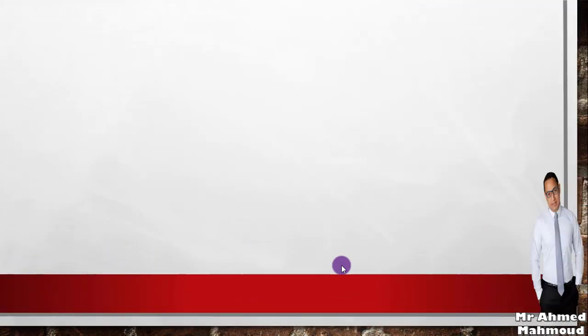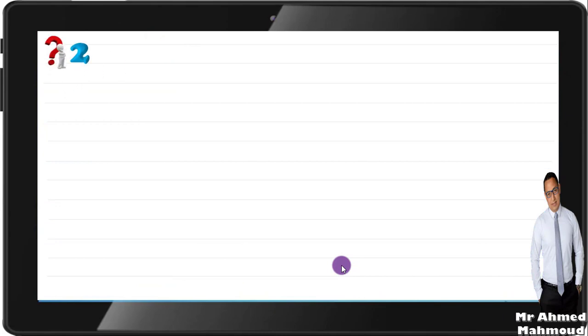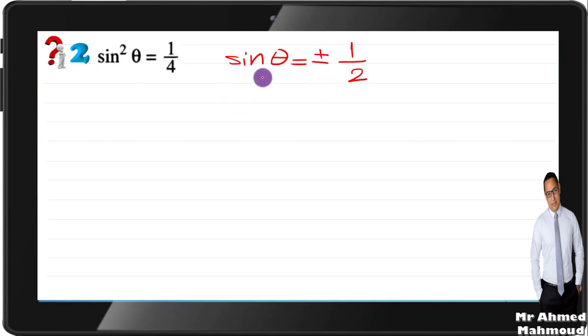Number 2. Now, sine squared theta equals 1 over 4. So I will send the power 2 as a square root. So sine theta equals negative or positive square root of 1 over 4, which is equal to 1 over 2. Now we have negative or positive for sine theta. Sine is positive in the first and the second, and it is negative in the third and the fourth. So I will solve it in the first, second, third and fourth quadrants.